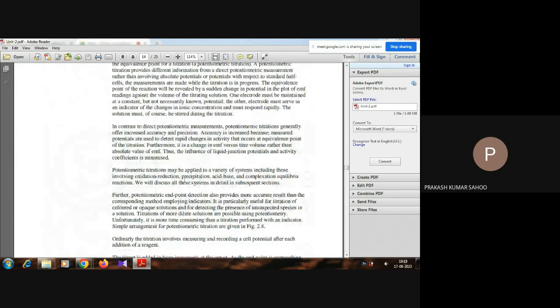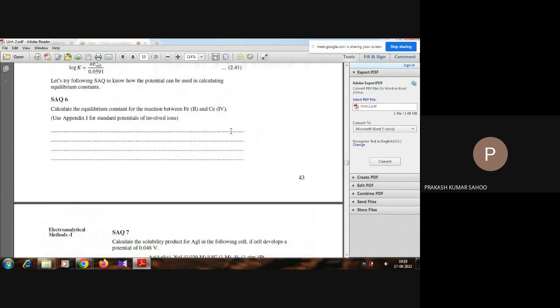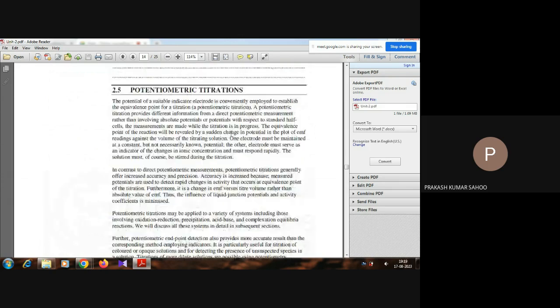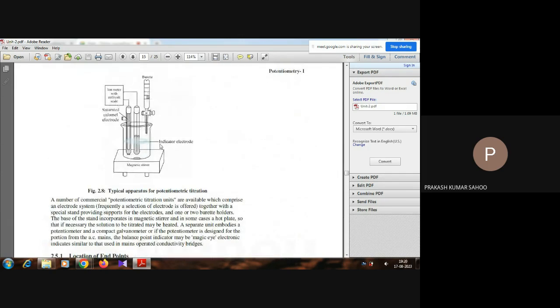Then we have the second type, potentiometric titration. Number one is potentiometry, that is an instrument, and this is a potentiometric titration. That is acid base titration will be there like this.